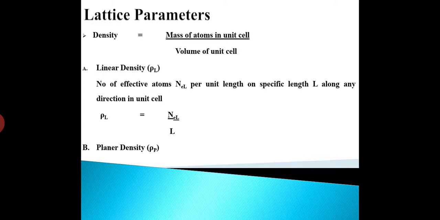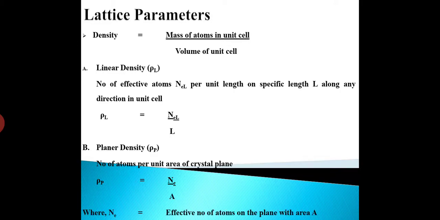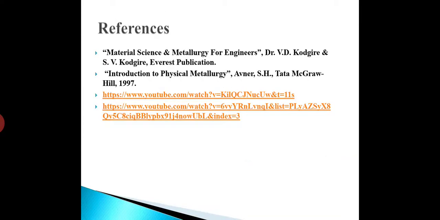And planar density is represented by rho P. It is the number of atoms per unit area of a crystal plane, with formula rho P is equal to Ne divided by A, where Ne is the effective number of atoms on the plane with area A. So the difference between linear density and planar density is that linear density considers effective atoms on a specific length, while planar density considers effective atoms on a specific area of a crystal plane. So you must remember this density formula to solve the numericals. So this is all for lattice parameters.